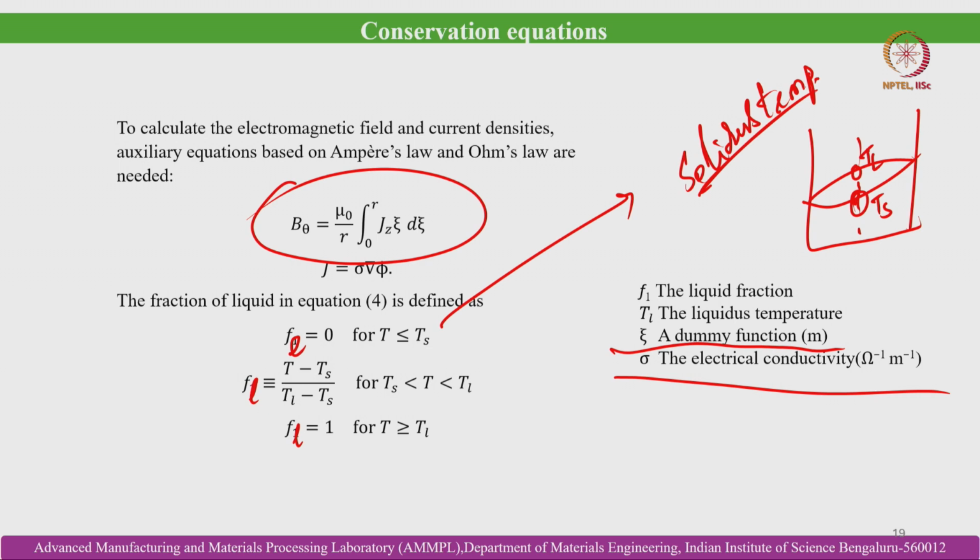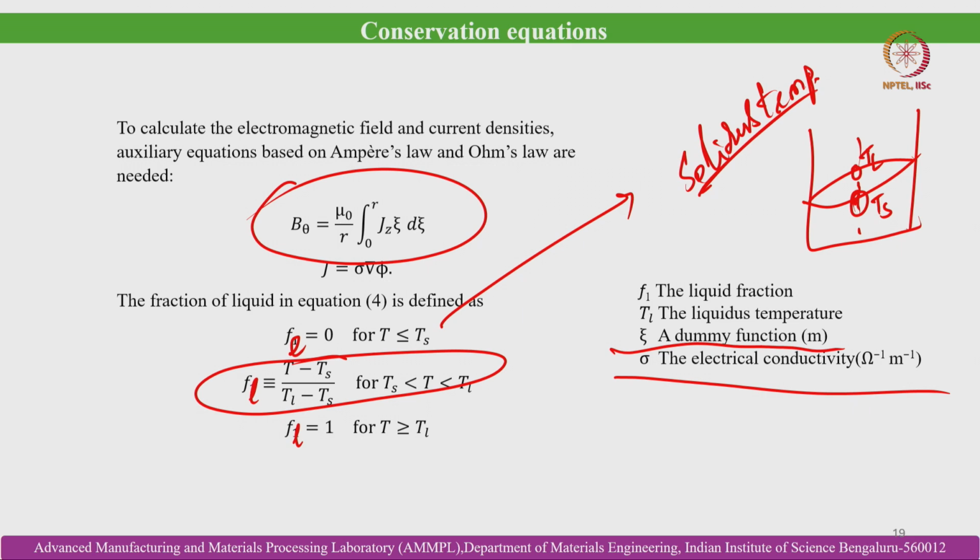So how to calculate the liquid fraction? Based on this expression: FL is equal to T, that is the temperature of the solver or the melt pool, minus Ts, the solidus temperature, divided by TL minus Ts. That is the freezing range of that particular alloy or material that is considered to investigate the melt pool transport phenomena.